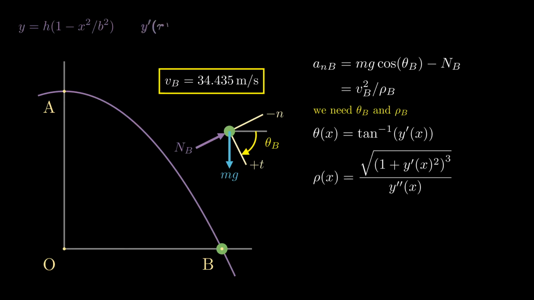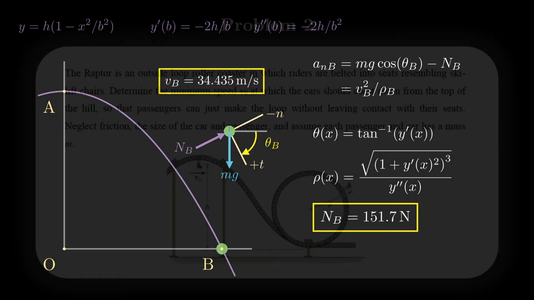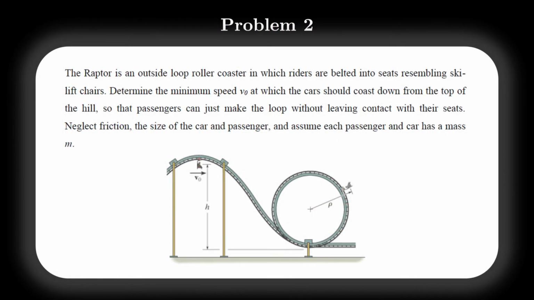We can find the derivative of y, and then the second derivative, and then sub in b for x. Now we have everything we need, and we can just plug and chug to find that the normal force is 151.7 newtons. Lastly, we have problem 3.